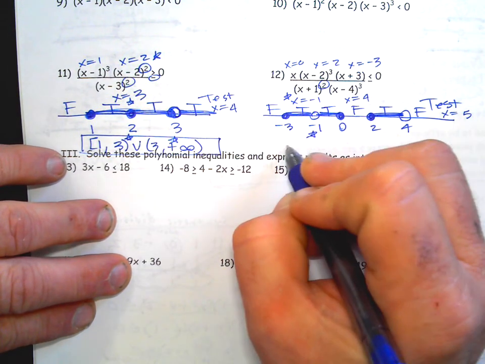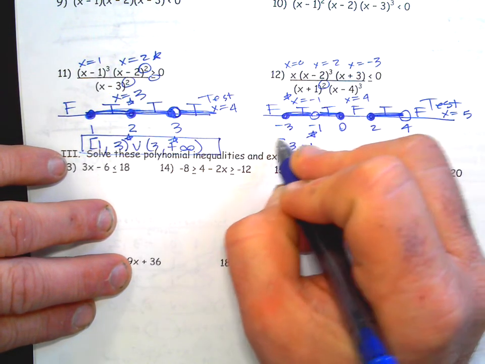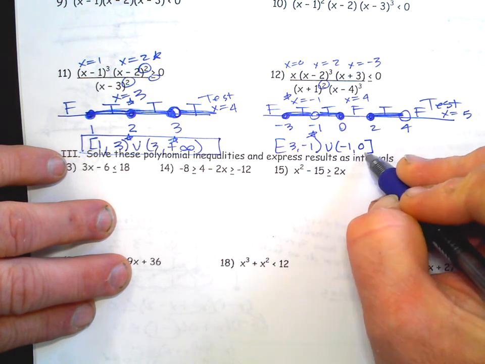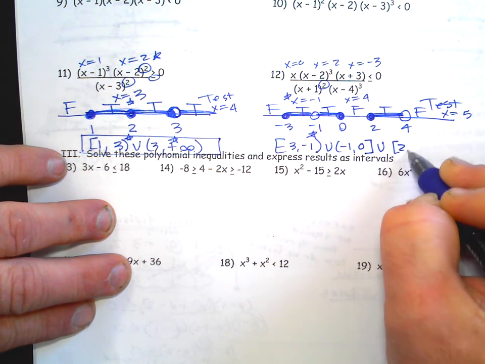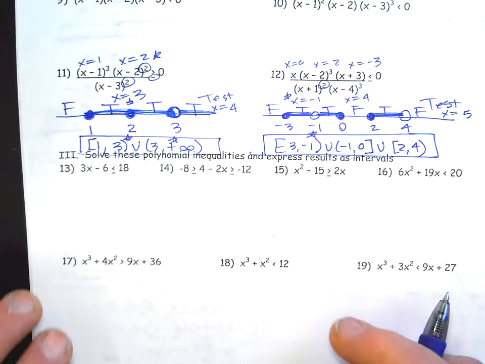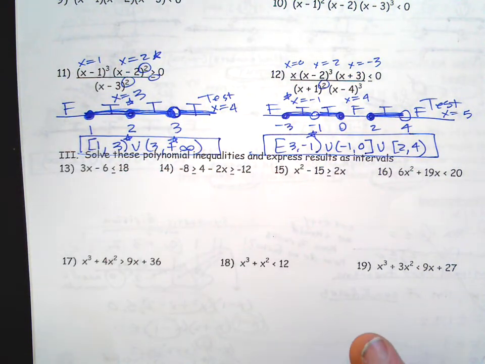Okay, so the answer is negative 3 to negative 1, bracket parenthesis, union negative 1 to 0. You've got to break it up at negative 1. Union 2 to 4. Okay, this is the fastest way to do these problems. So that's those two problems from the homework from before.